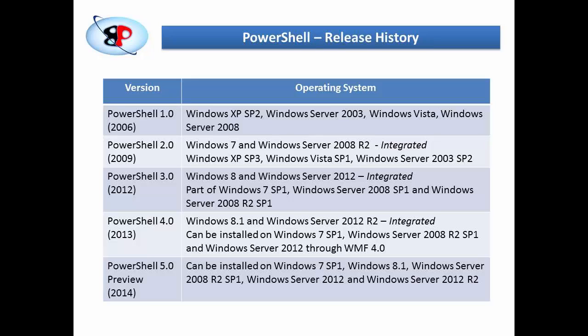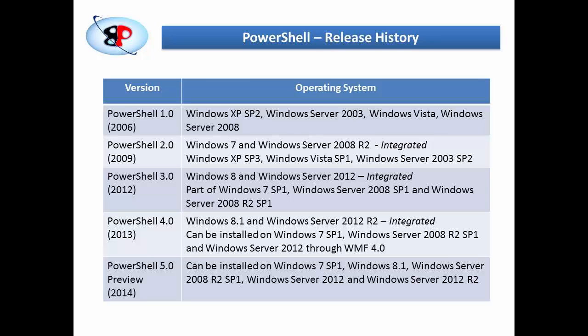Now, PowerShell 2.0 was released in 2009 and it was integrated with Windows 7 and Windows Server 2008 R2, which means when you install Windows 7 or Windows Server 2008 R2, it comes as a factory default. You don't have to install it separately. It can also be installed on Windows XP Service Pack 3, Windows Vista Service Pack 1, and Windows Server 2003 Service Pack 2.